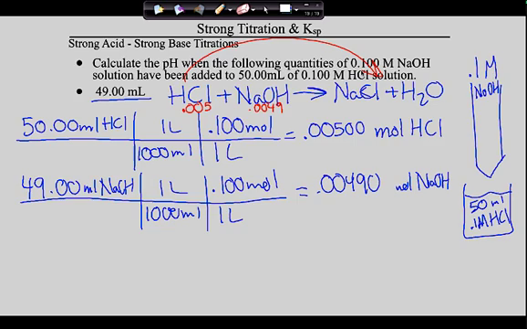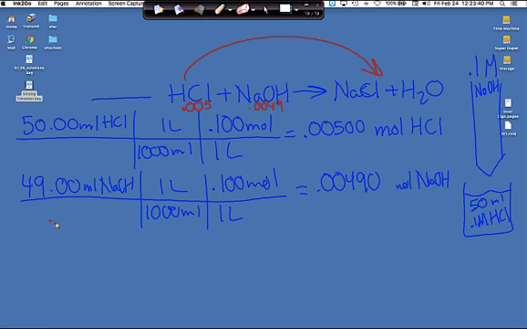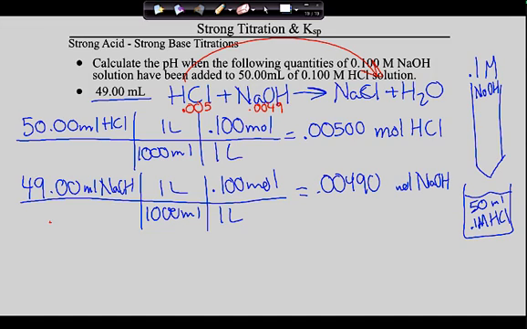So what we need to do in order to figure out the pH is figure out how much of this HCl hasn't yet been neutralized. How can we figure that out? Subtract, and that's why we set it up this way. We do it as a subtraction. So we go 0.005 minus 0.0049, and that leaves us 0.00010 moles of HCl.